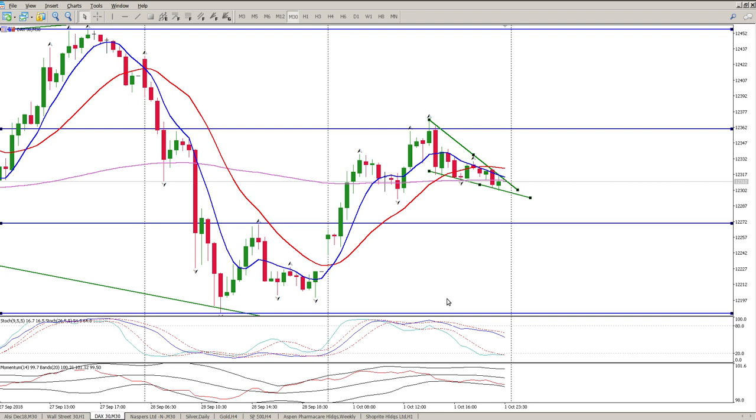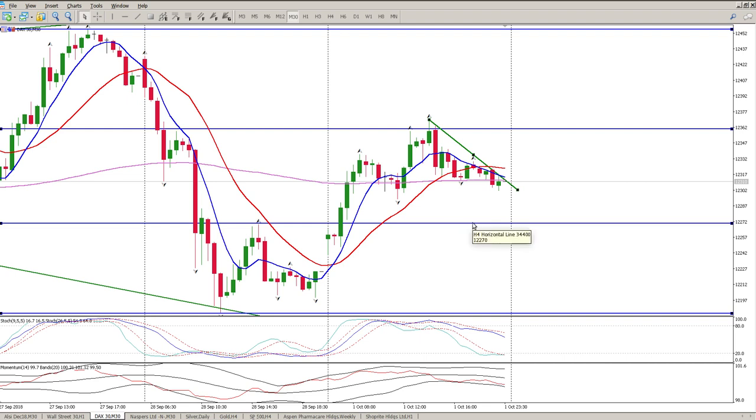So I think for me, it's kind of a difficult one. To me, there's two patterns, so pretty much indecision. When there's indecision, I like to just sit on the sidelines and wait for something to materialize. It's going to show something.